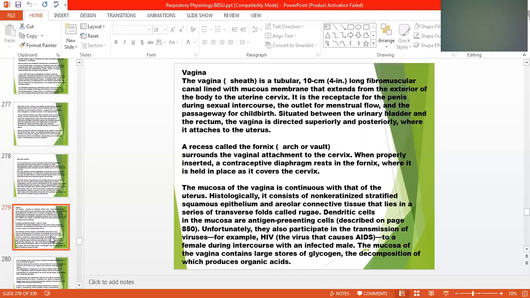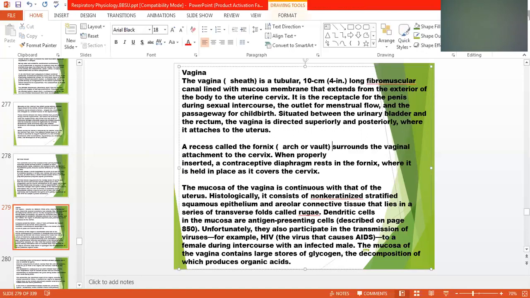Situated between the urinary bladder and the rectum, the vagina is directed superiorly and posteriorly, where it attaches to the uterus. A recess called the fornix surrounds the vagina and is attached to the cervix. When properly inserted, a contraceptive diaphragm rests in the fornix, where it is held in place as it covers the cervix.